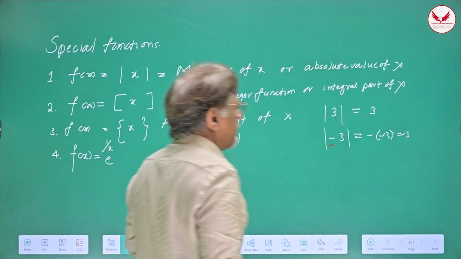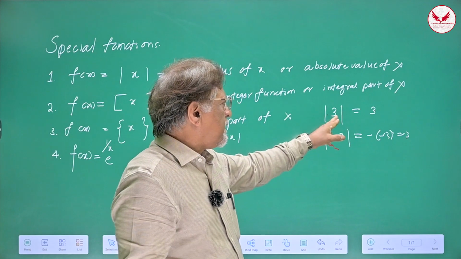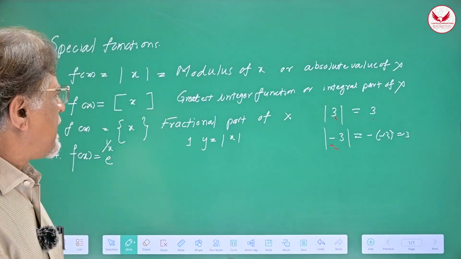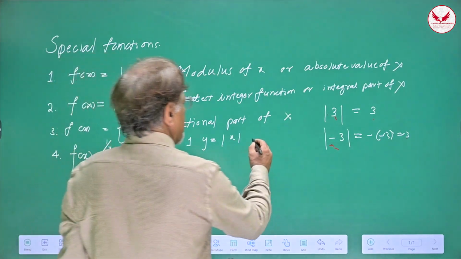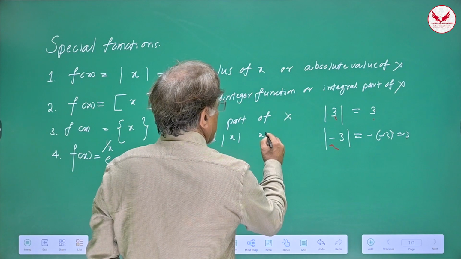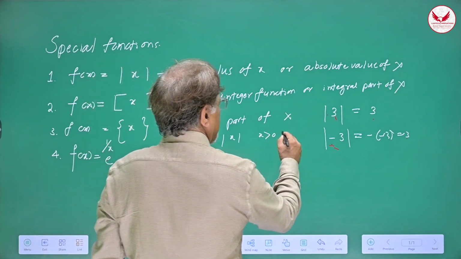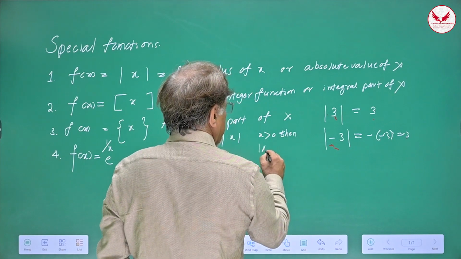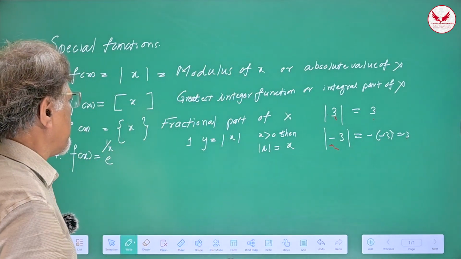So, even in this case, the answer turns out to be 3, which is a positive number. In this case also, the answer turns out to be 3 because it is a positive number. So, that means if I want to define mod of x, I will define it like this: if x is positive, then mod of x is nothing but x.